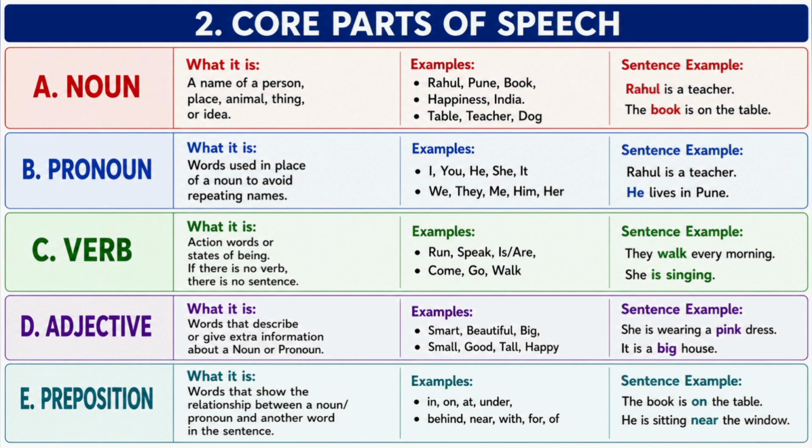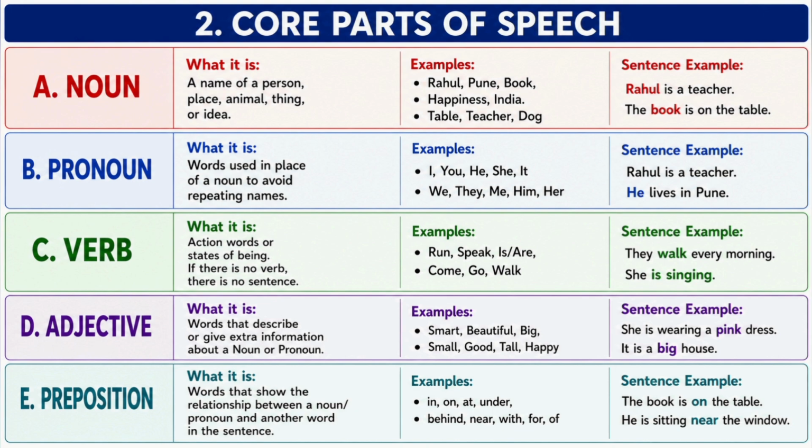Now that we know how sentences are structured, let's dissect the specific categories of words we use. These are known as the core parts of speech, and we will focus on 5 fundamental ones today. First is the noun. A noun is the name of a person, place, animal, thing, or idea. Examples include proper nouns like Rahul, Pune, and India, concrete nouns like book, table, teacher, and dog, and abstract concepts like happiness.